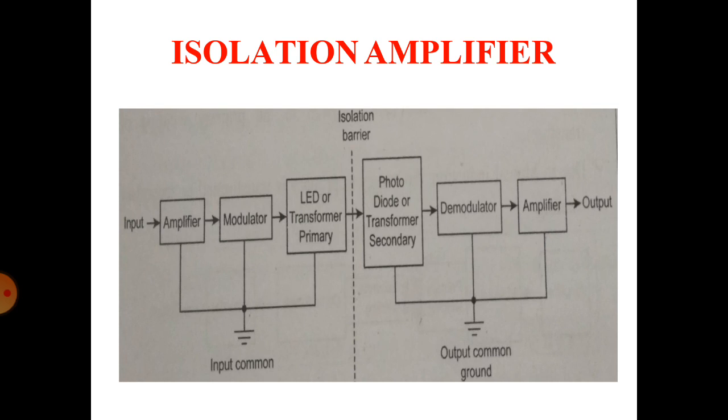On the output side we have the photodiode or transformer secondary, and the demodulator and amplifier output. On the input side we are using the transformer primary, and on the output side we are using the transformer secondary. On the input side we are using the modulator, and on the output side we are using the demodulator. So the input and output sections will be separated by the isolation barrier. So this is the operation of the isolation amplifier.